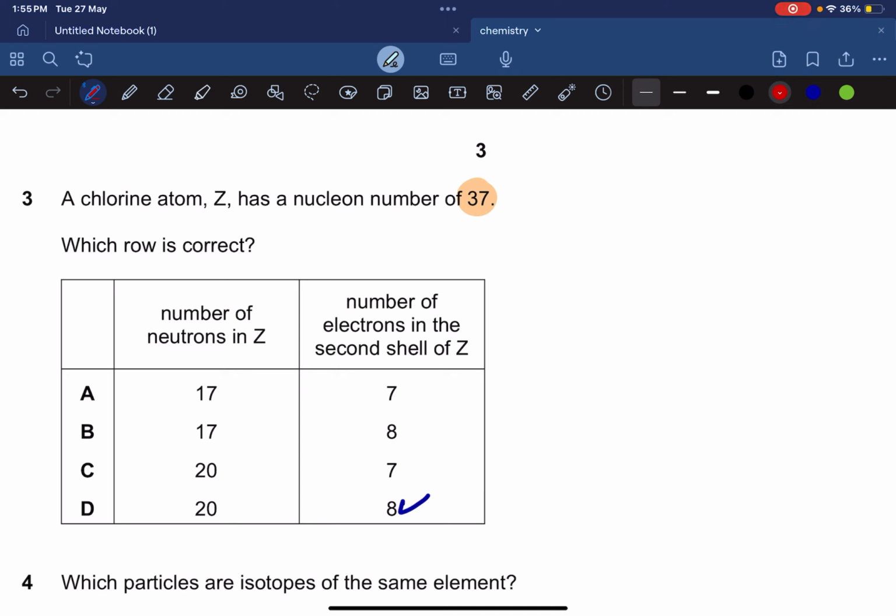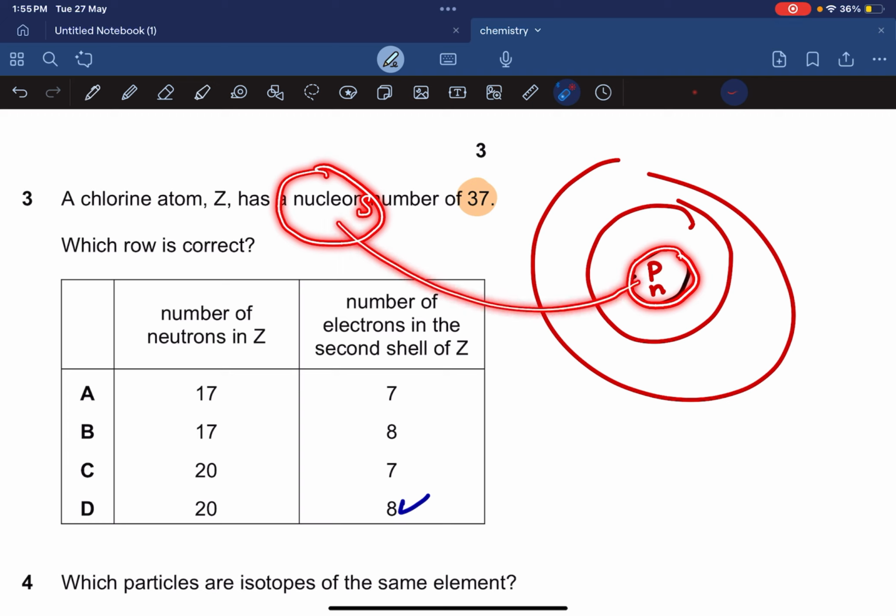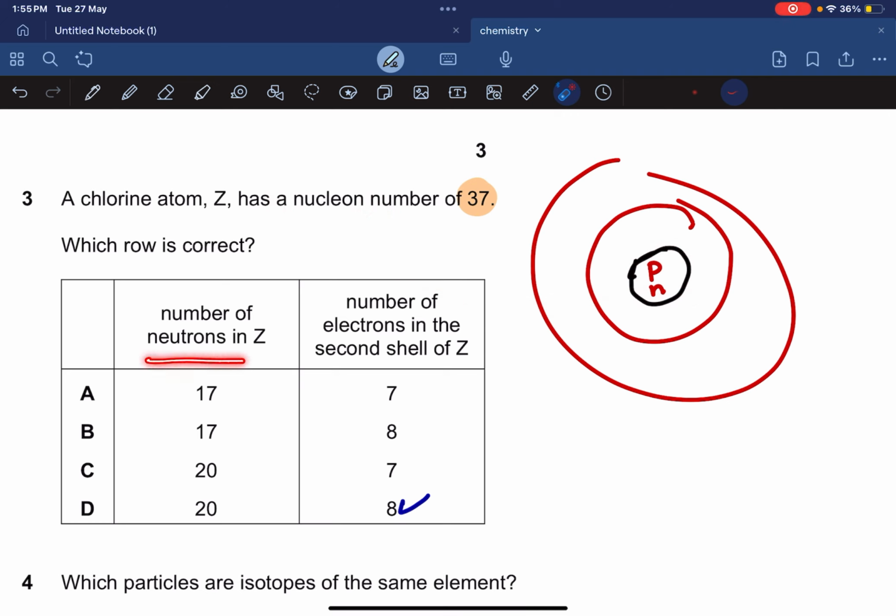What basically happens is, this is your atom. This is the nucleus, and these are the shells around the nucleus. In the nucleus, you have your protons and your neutrons. The total number of things inside the nucleus are known as your nucleons. A nucleon number is basically the mass number, the number inside the nucleus. Which row is correct? Number of neutrons in Z. So what is going to be the number of neutrons?